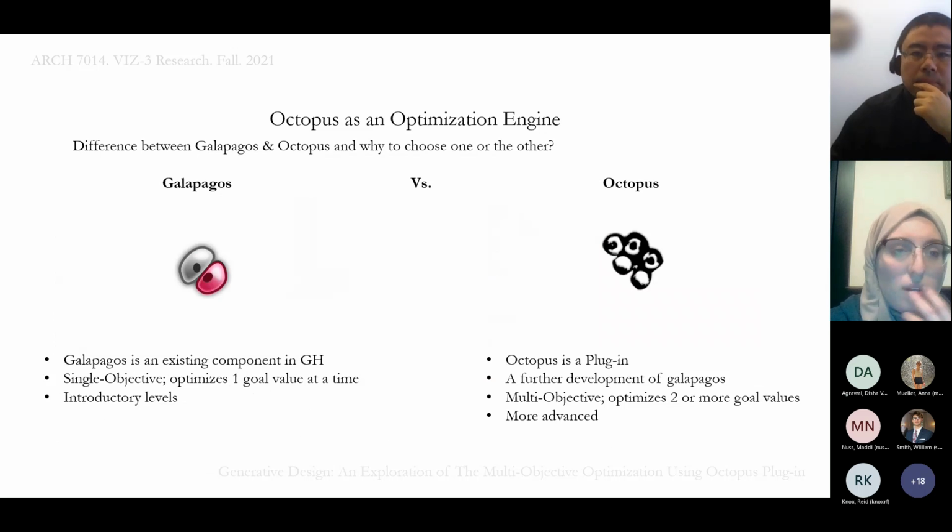And here briefly talking about the difference between the Galapagos and the Octopus. Galapagos is an existing component in Grasshopper. It's not a plugin, and it's single objective, so it just optimizes one goal, versus Octopus optimizes two or more, an infinite amount of goals. And Octopus is more advanced, and it is a further development of Galapagos.